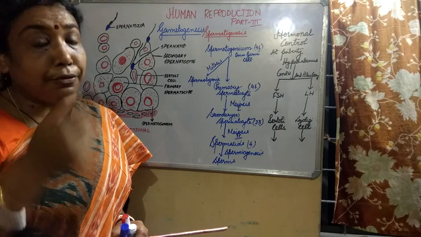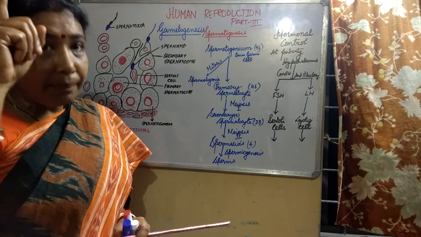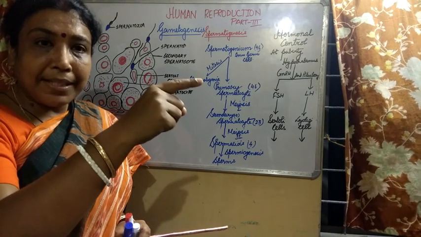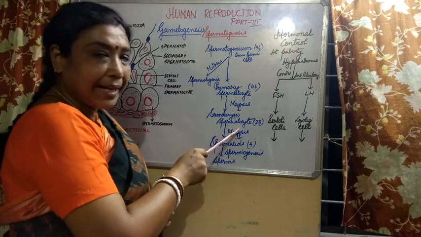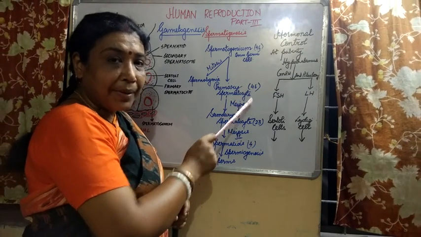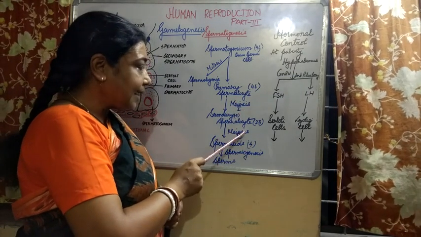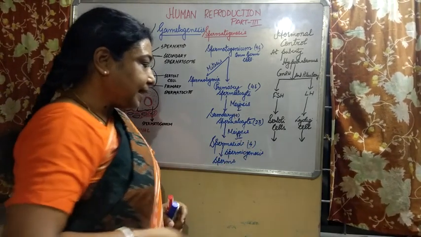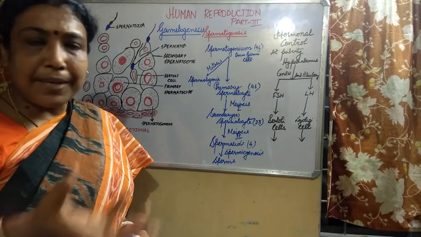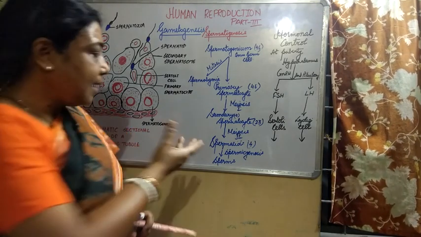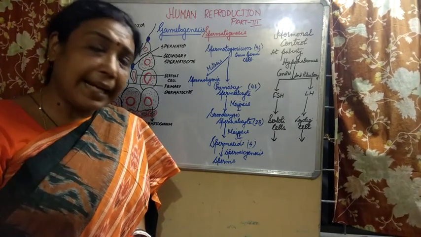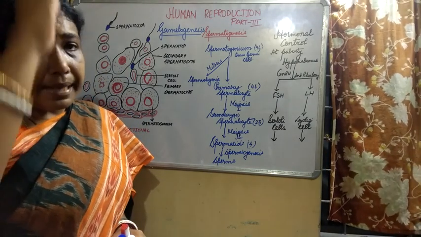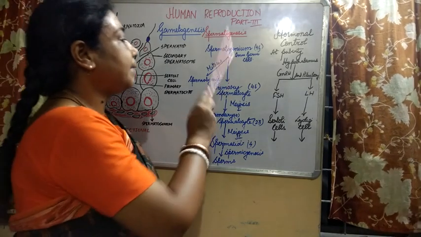So you all saw, from spermatogonia by mitosis, primary spermatocyte; from primary spermatocyte, secondary spermatocyte by meiosis 1; then by meiosis 2 you are getting spermatids, and ultimately the spermatids get transformed into sperms. So this is the entire process of spermatogenesis.